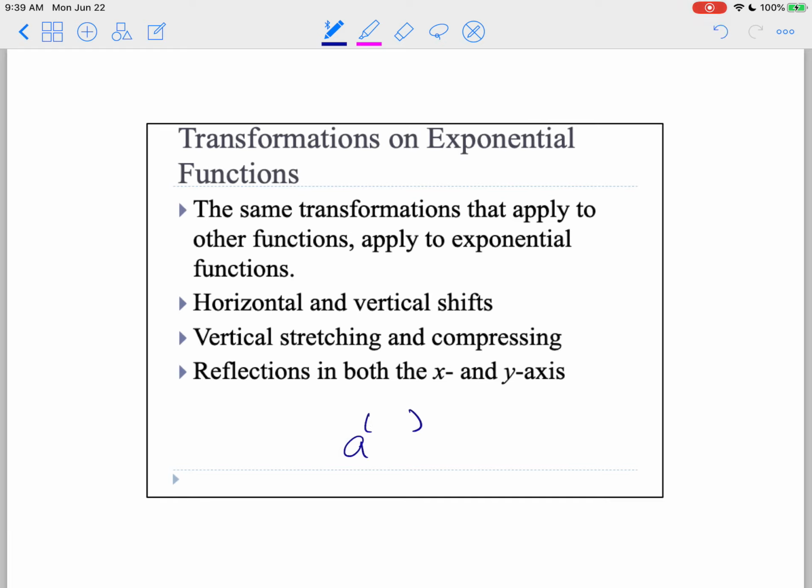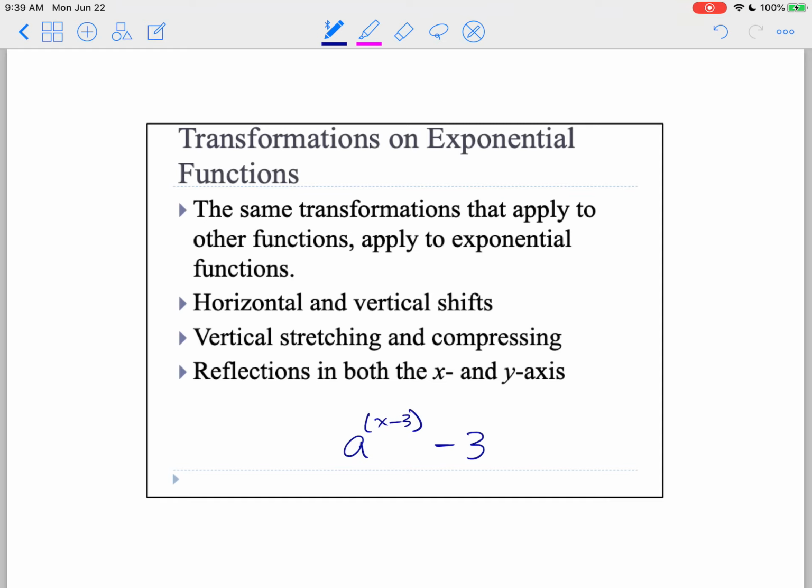So if something's happening in the exponent like x minus 3, this is subtracting 3 inside the function. And so this is going to shift my function 3 to the right. Whereas if I subtract 3 here, this is not in the exponent, so this is outside the function. And this is going to move my function 3 down.